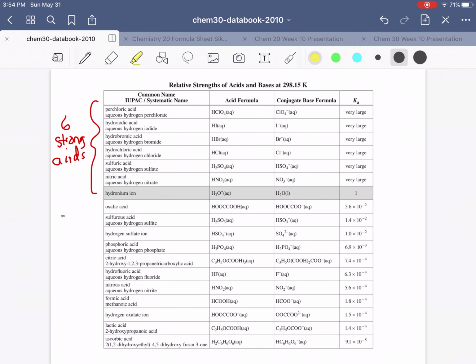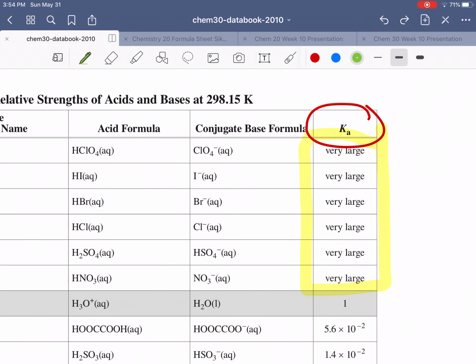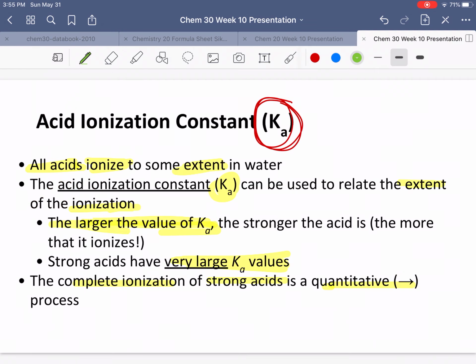Looking over in your data booklet, if you check out pages 8 and 9, it has Ka values listed on it. Whoopsies. There we go. Right? So there's Ka. And notice for those 6 acids, we don't even write the actual acid ionization constant. We just say it's very large. It's super high. These things are quantitative. Yep, super big. All right.